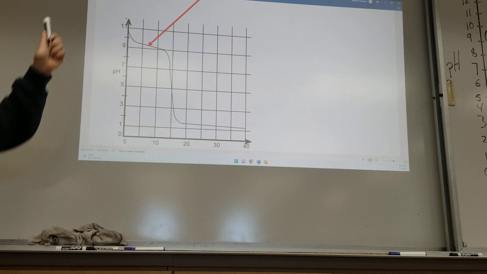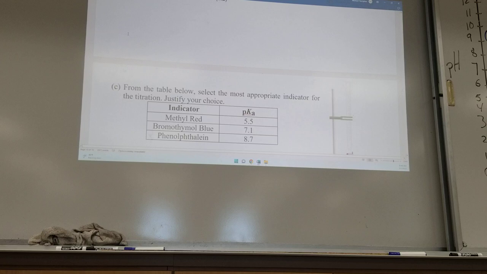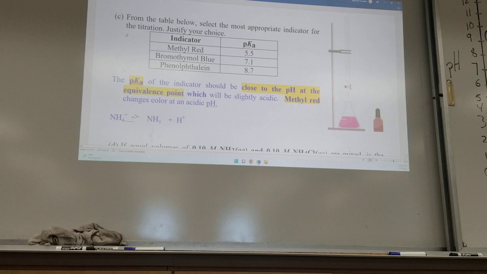Okay, now from the table below, select the most appropriate indicator for the titration. Justify your choice. Which indicator do you want to put in the Erlenmeyer flask? The methyl red, the pKa. The pKa of the indicator should be close to the pH at the equivalence point, which will be slightly acidic. Methyl red changes color at an acidic pH. So we're gonna use methyl red. That pKa of the dye is close enough to the pKa of my salt. And your salt is acidic, yes it is.